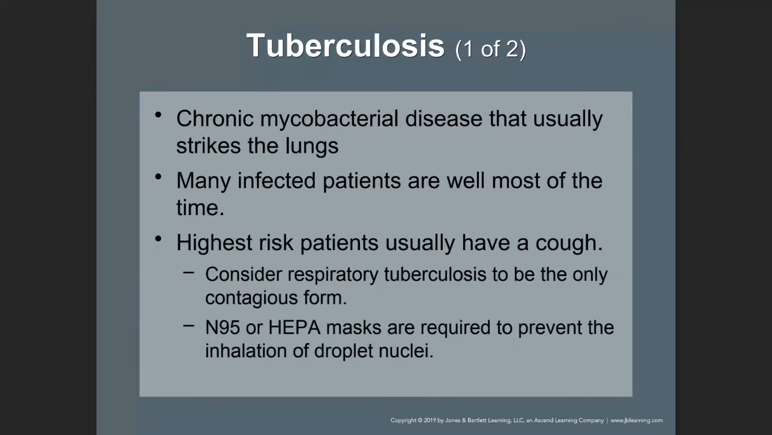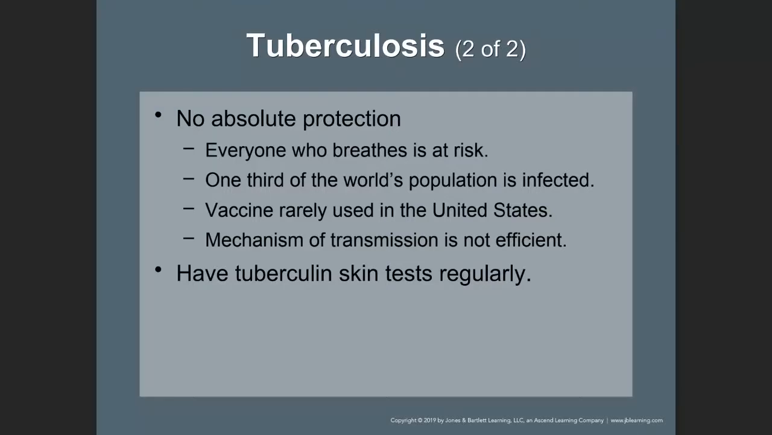Tuberculosis. Tuberculosis is a chronic mycobacterial disease that usually strikes the lungs. Many infected patients are well most of the time. Highest risk patients usually have a cough. Consider respiratory tuberculosis to be only in its contagious form. N95 or HEPA masks are required to prevent inhalation of droplet nuclei. There is no absolute protection. Everyone who breathes is at risk.